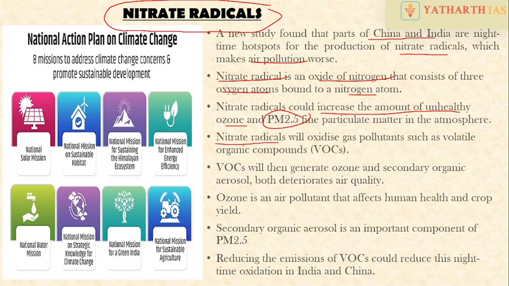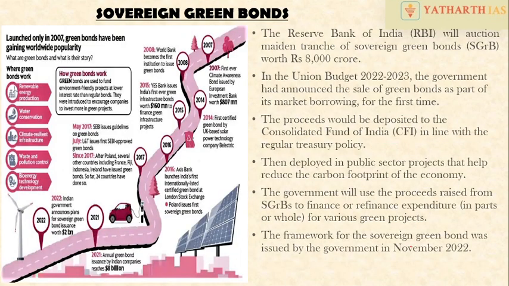Nitrate radicals will oxidize gas pollutants such as volatile organic compounds, and they will then generate ozone and secondary organic aerosol. Both deteriorate the air quality. Ozone is an air pollutant that affects human health and crop yield. The secondary organic aerosol is an important component of PM2.5. Reducing the emissions of VOCs could reduce this nighttime oxidation in India and China.